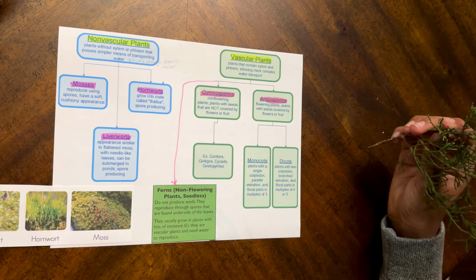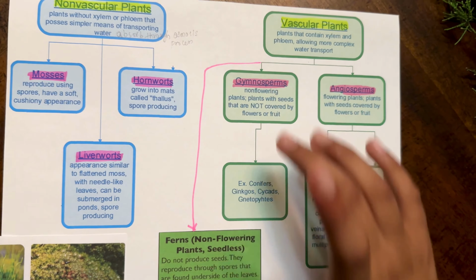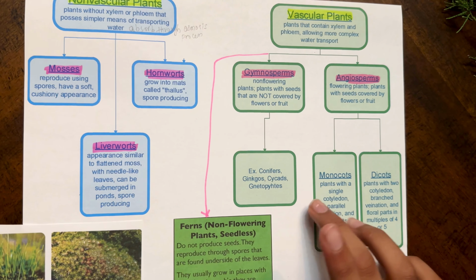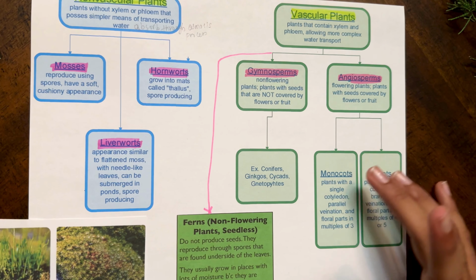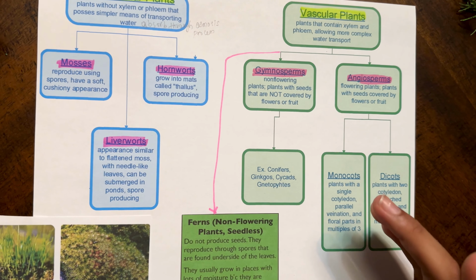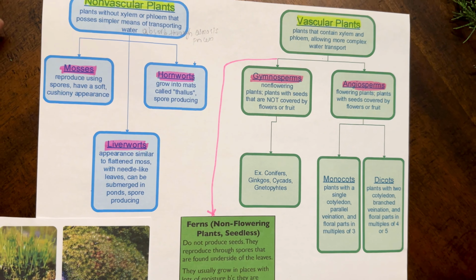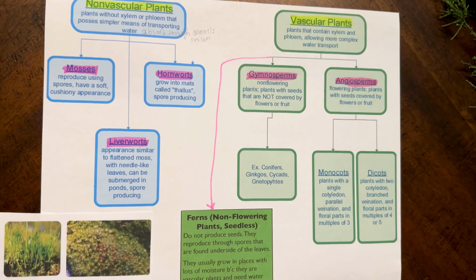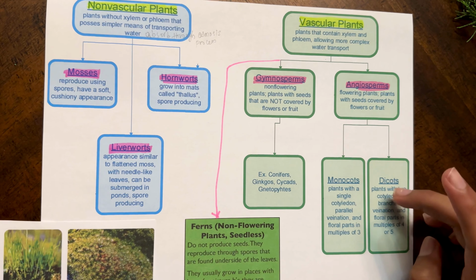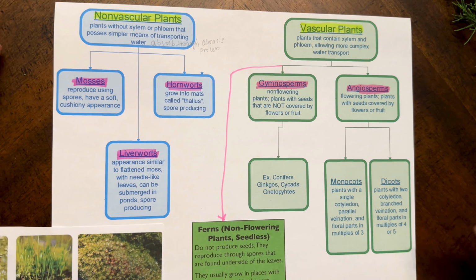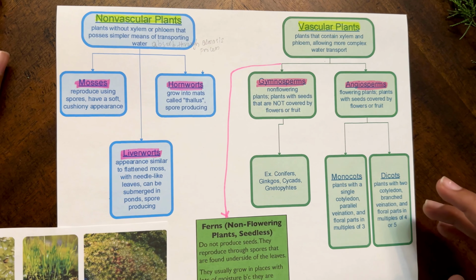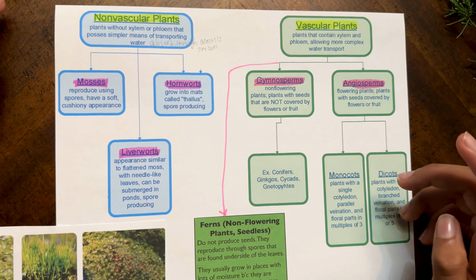This is another gymnosperm example. The gymnosperms, like I said, are conifer trees, and there are also different types of examples. But for angiosperms, there are monocots and dicots. Monocots are basically plants with one single cotyledon, but dicots, as the name suggests, are ones with two different cotyledons. When we looked at different types of seeds, we talked about monocotyledons and dicotyledons.